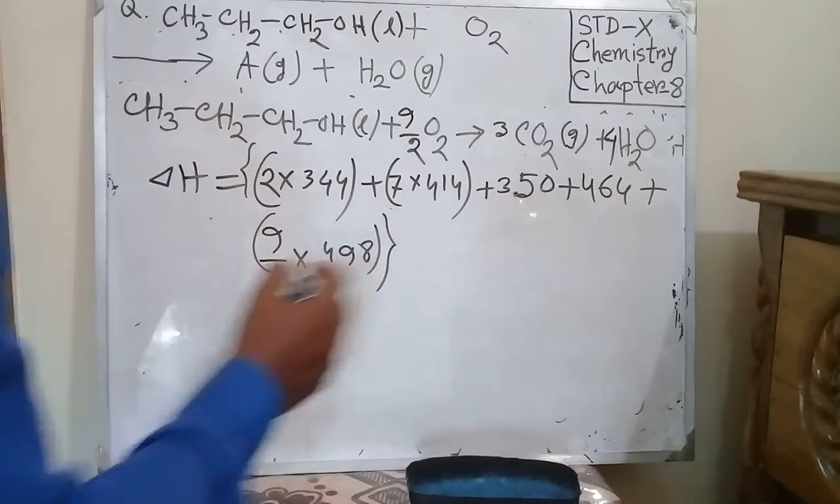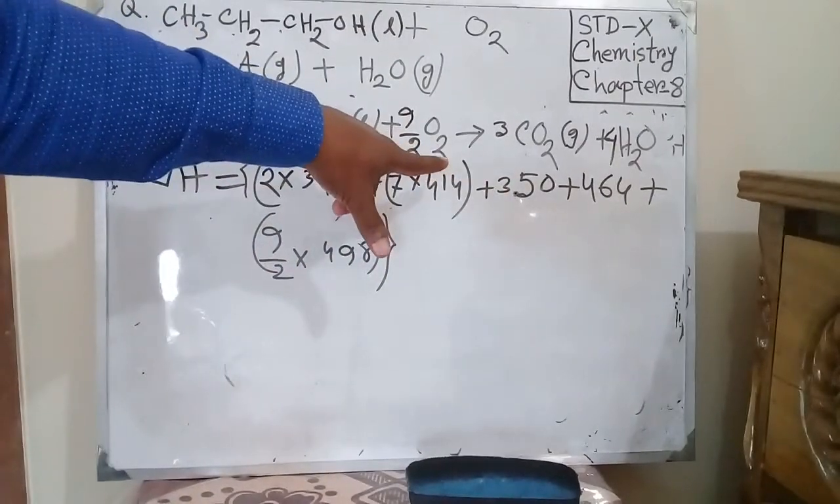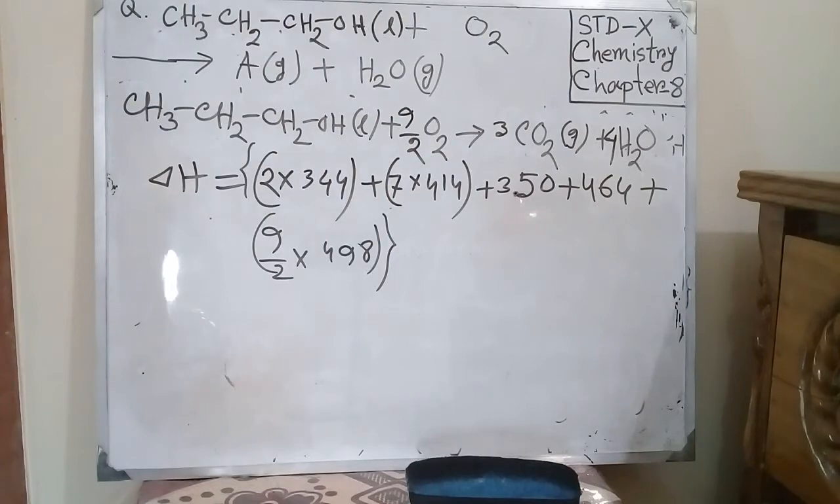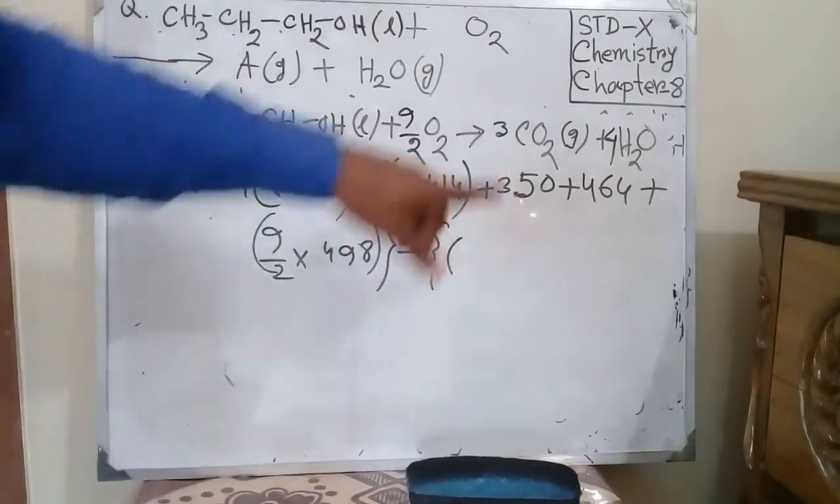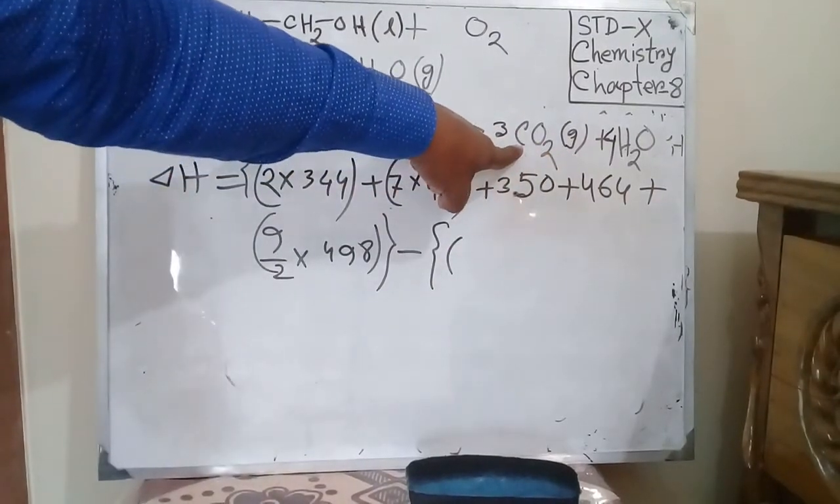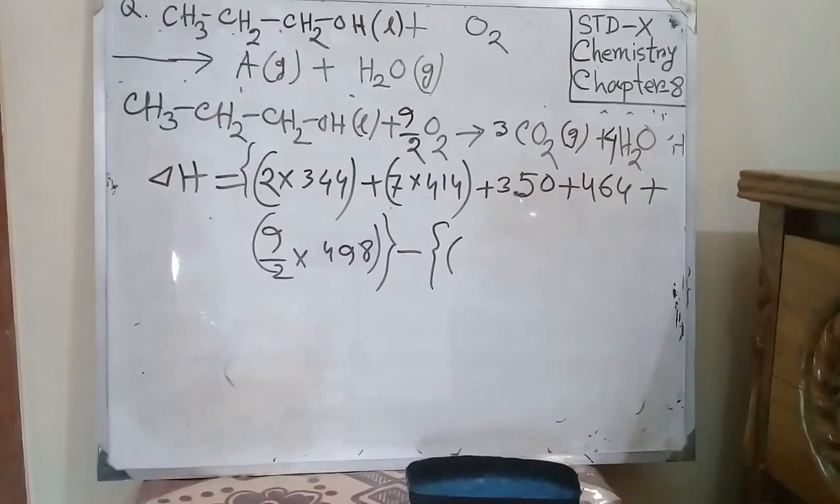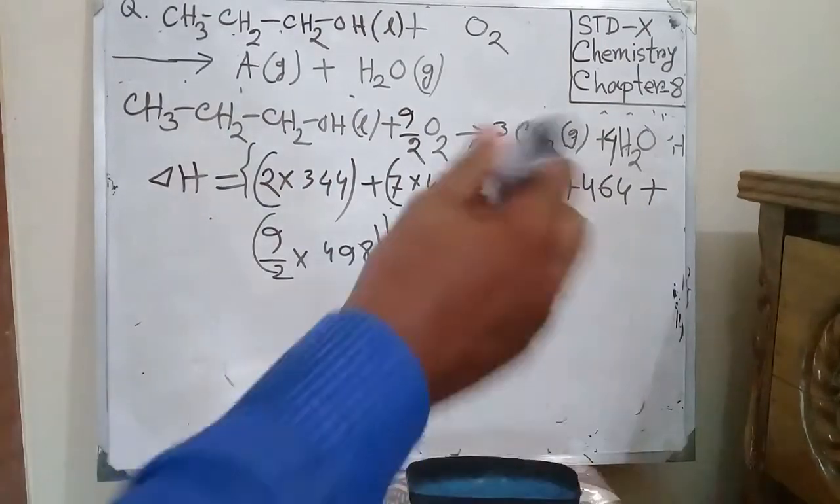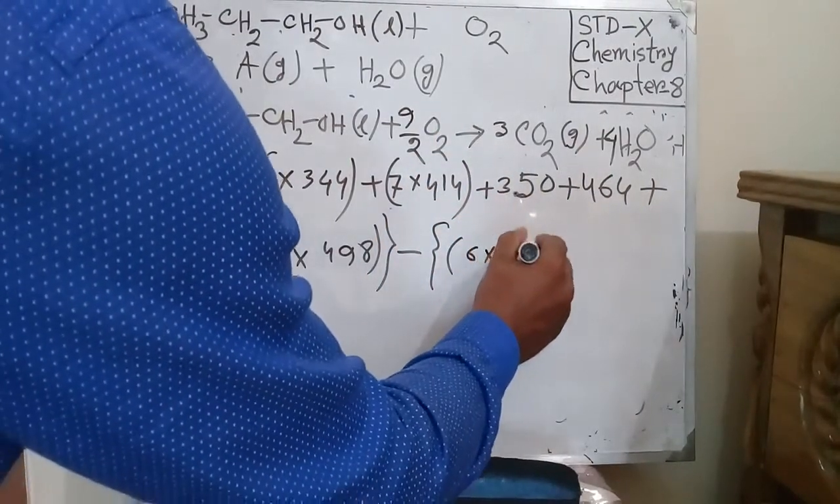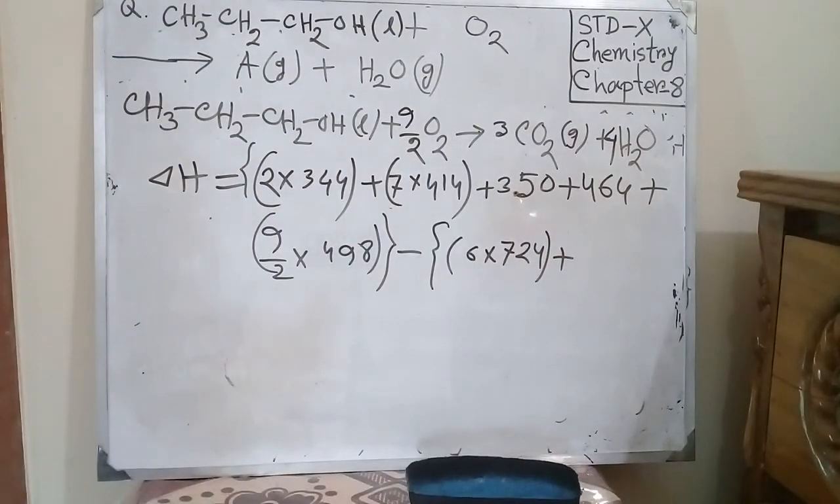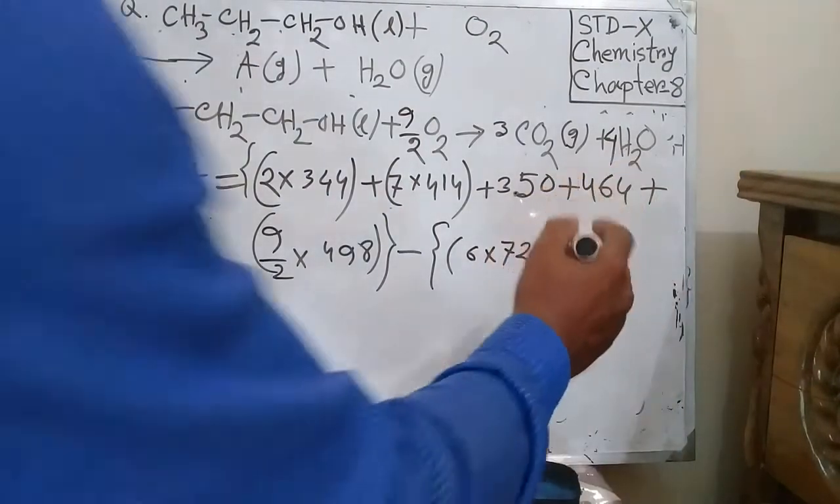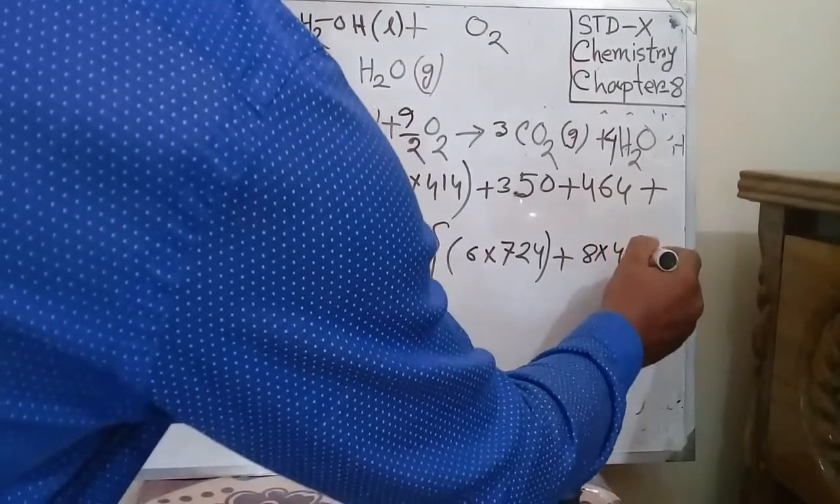This is the total bond energy of reactants. Now we'll subtract what? Bond energies of products. Carbon dioxide, and there are 6 carbon-oxygen double bonds, so we can write 6 into 724, plus, what is the bond energy of the oxygen-hydrogen bond? 464. So 8 into 464.